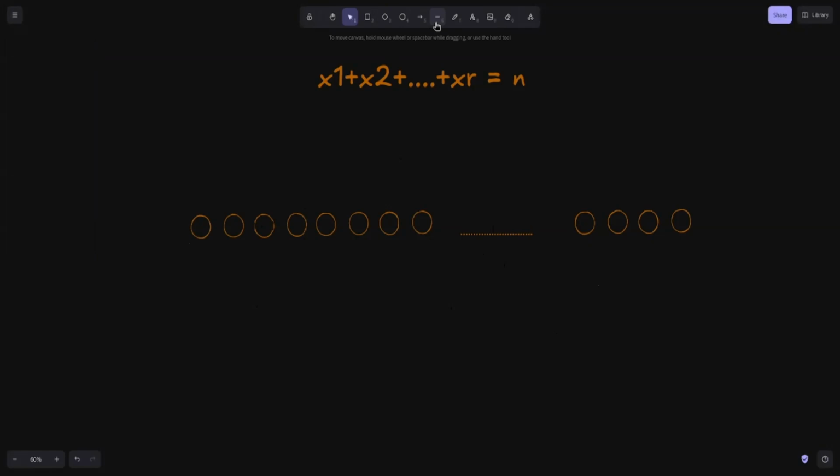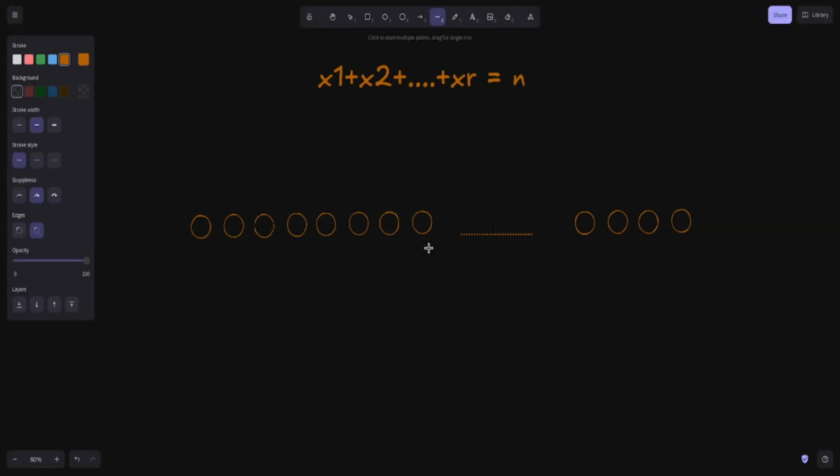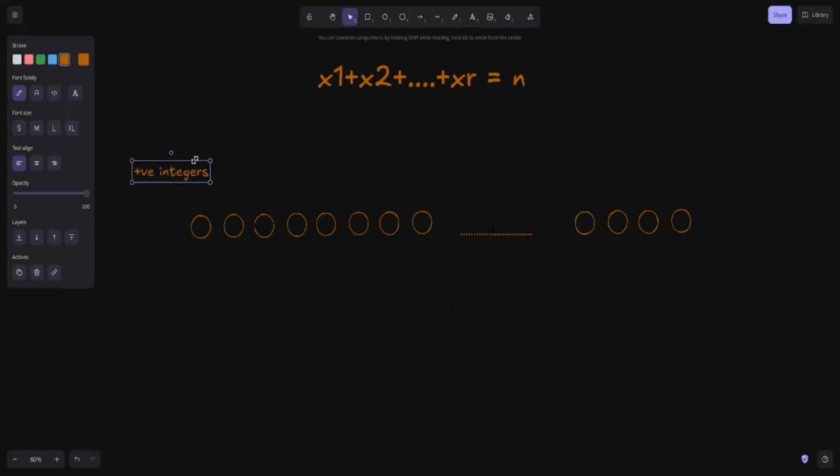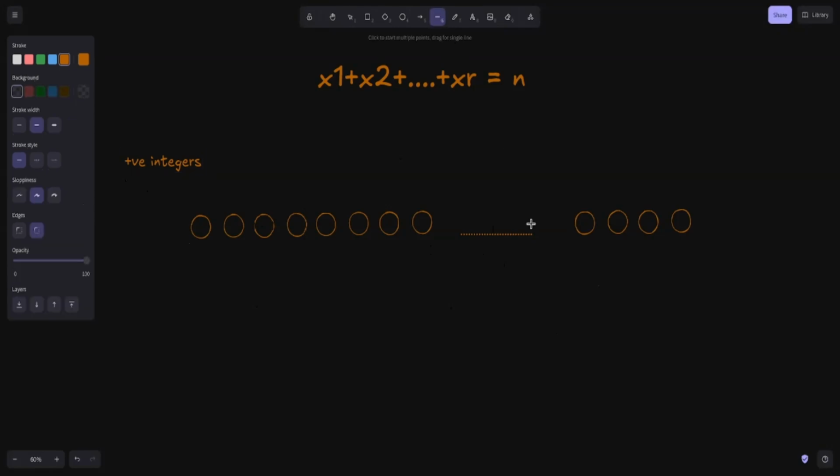So my first condition is that it will be a positive integer valued function. Sorry, positive integer values. That means I can't have 0 as a value, right? So let's say I have to place, how many balls are here? I have n balls.